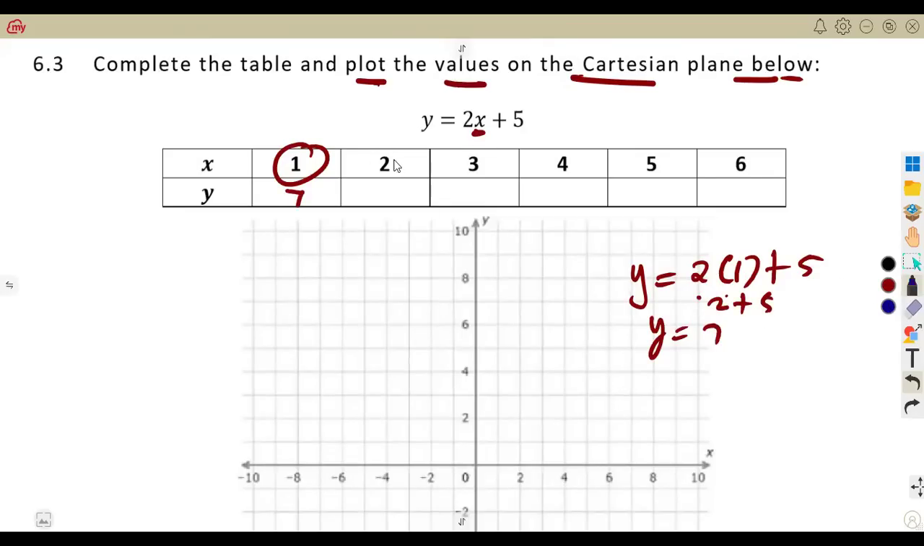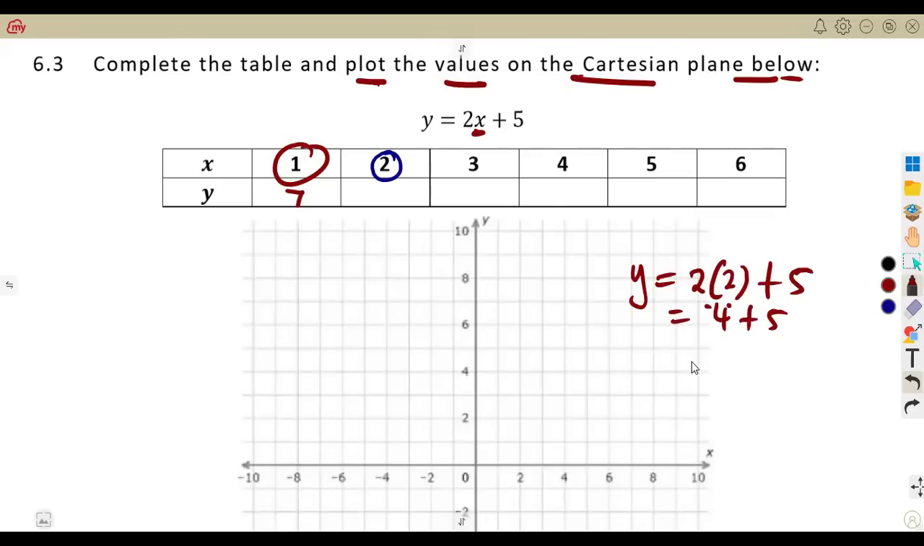You do the same thing when x is a 2. In place of x, we are going to substitute a 2. So that is 2 times x, which is 2, plus a 5. 2 times 2, which is a 4, plus a 5, is going to give you a 9, and so on. So you're going to have 11, 13, 15, 17.